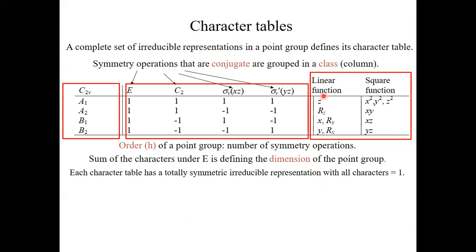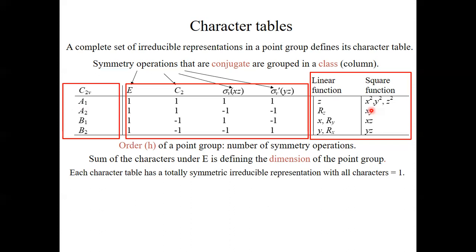For instance, any linear function of z is in the row for the irreducible representation of the symmetry type A1. That means that any linear function of z is of the symmetry type A1. Here to the right, we have the square functions. You see, for instance, x times y in the row for the symmetry type A2. This means nothing else but that any mathematical function that is a product of x times y has the symmetry type A2 in the point group C2v.